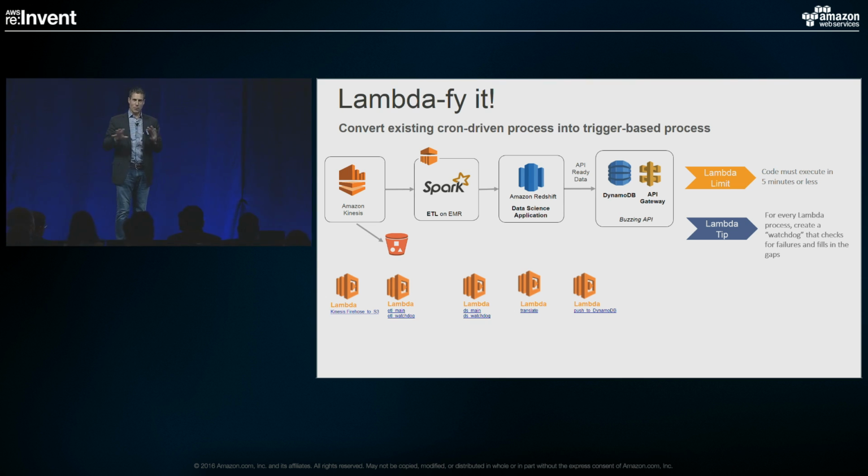So one of the things that you'll first notice as you Lambdify a clickstream is that you'll probably find that you have a lot of little Lambdas, a lot more Lambdas than you have crons. That's basically because you take apart a process due to the 5-minute runtime increments and the watchdog features, and you have to really break it into its very small components and think of them as dominoes.